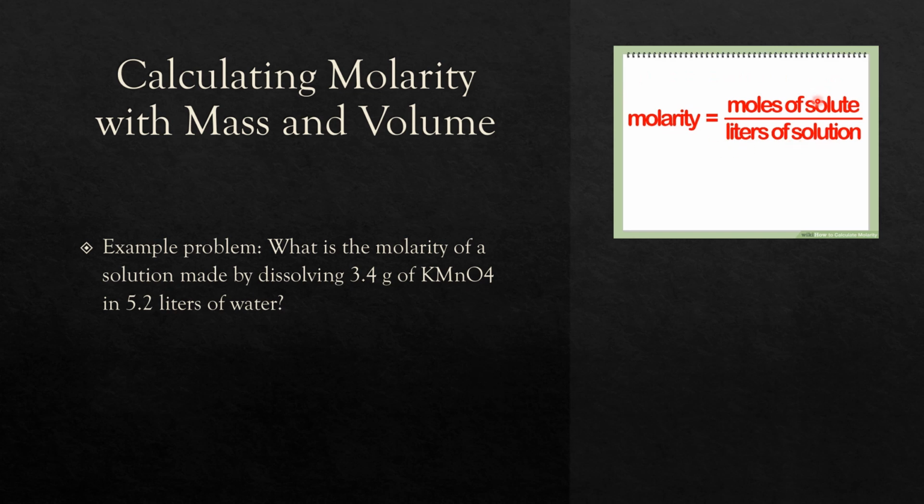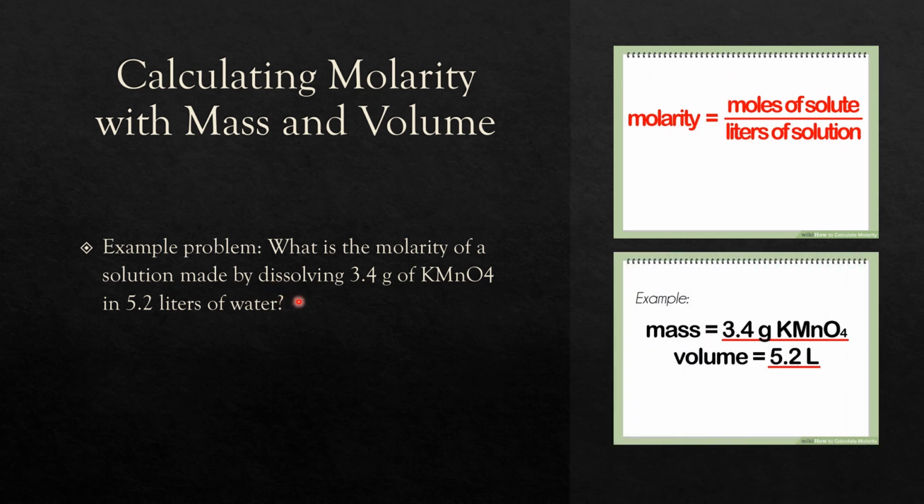So we have here our formula in computing molarity: moles of solute over the liters of the solution. And the givens here are mass and volume. So the mass is equal to 3.4 grams of potassium permanganate, and the volume of our solution in liters is 5.2 liters.